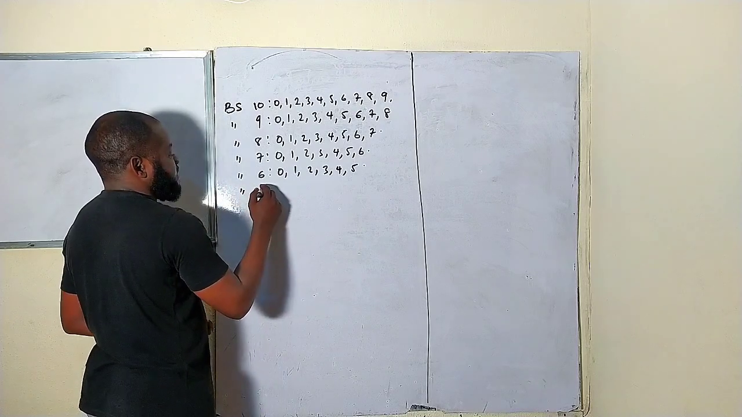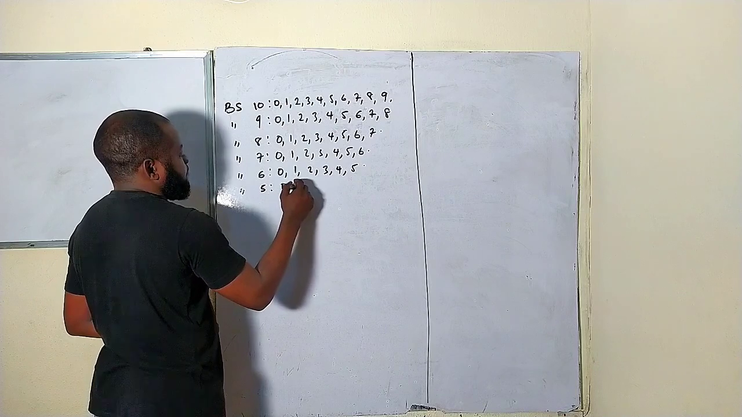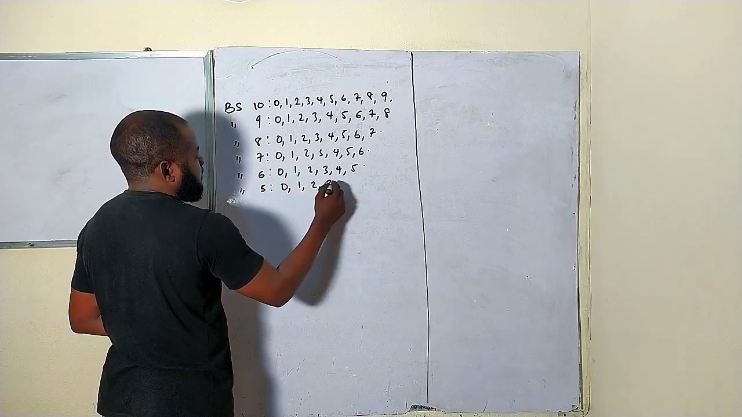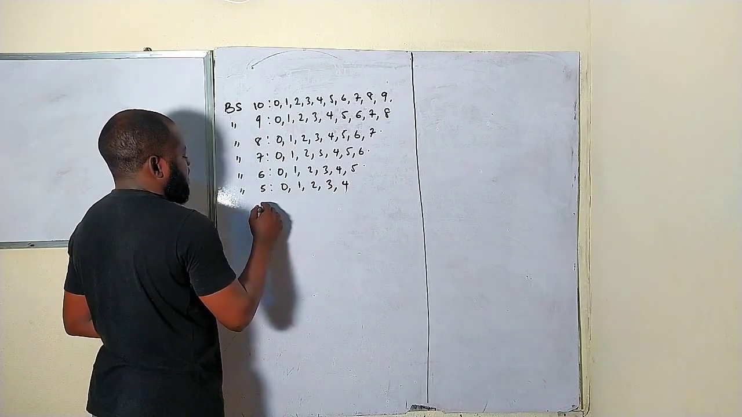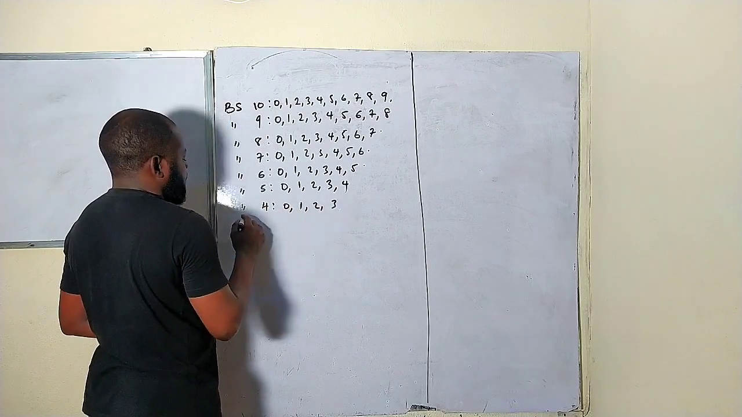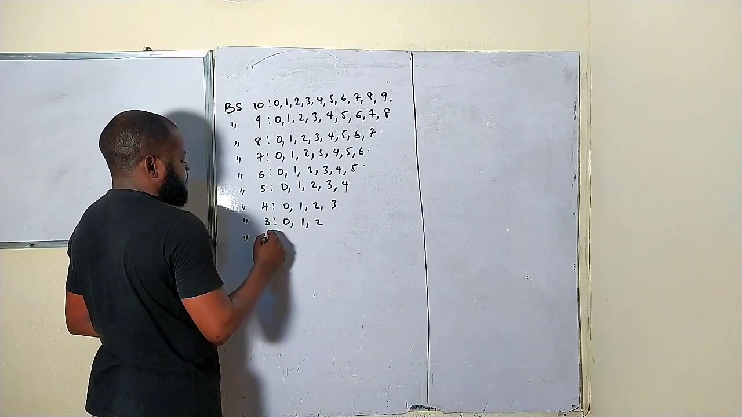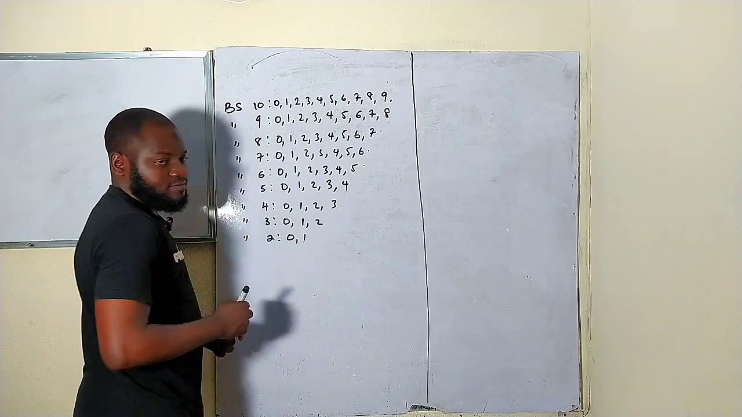If I have base 5, that's 0, 1, 2, 3, 4. If I have base 4, I'll have 0, 1, 2, 3. If I have base 3, I'll have 0, 1, 2. If I have base 2, I'll have 0, 1.